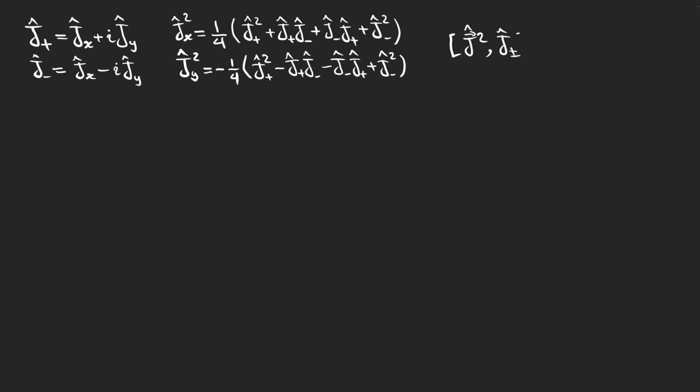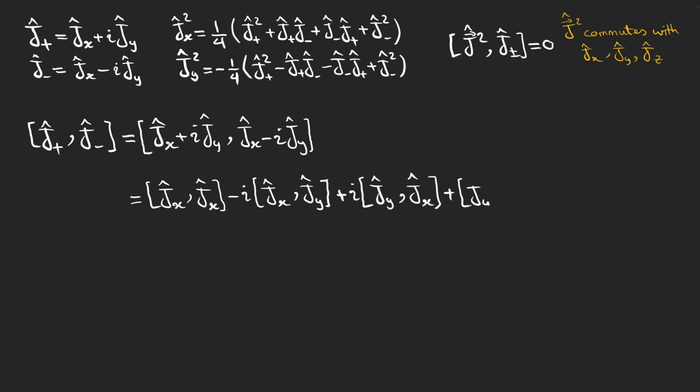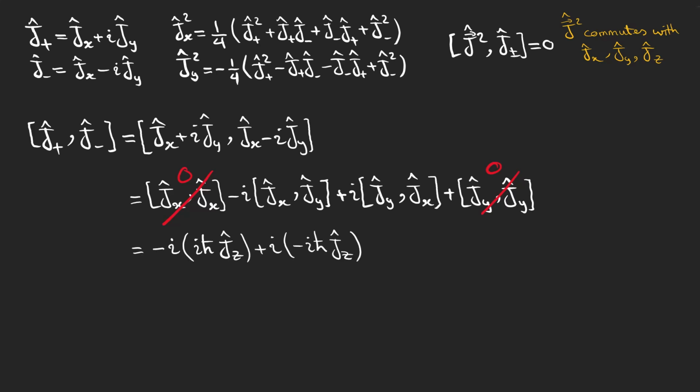Based on these new operators, we can find the commutation relation of j squared with j plus and j minus to be 0, because j squared commutes with jx, jy and jz. We can write it as jx plus i jy and jx minus i jy. We do the same thing we did before and find the commutation relation to be this. These two terms are 0. For the remaining non-zero expressions, we can write this term, and it gives us 2 h bar jz, so the commutation relation of j plus and j minus is 2 h bar jz.